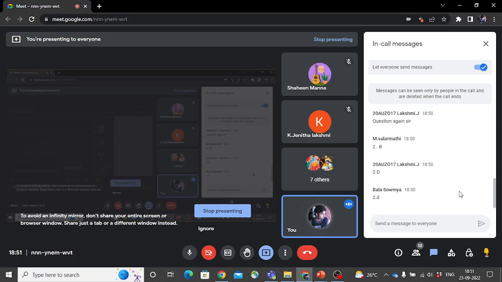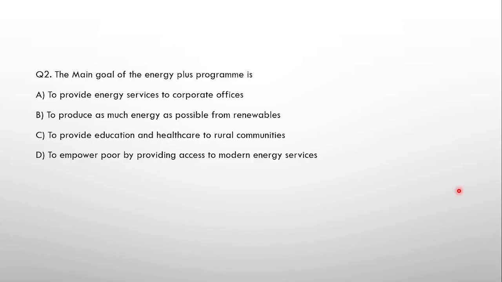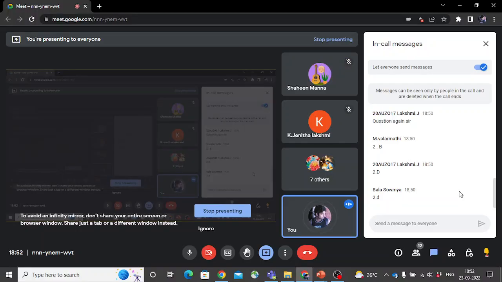Okay, basically to empower the people for self-employment or to be more productive, to add value to the economy. So that is Synergy Plus basically. Okay, the answer here is to empower the poor by providing access to modern energy services. All right, I hope this is clear.